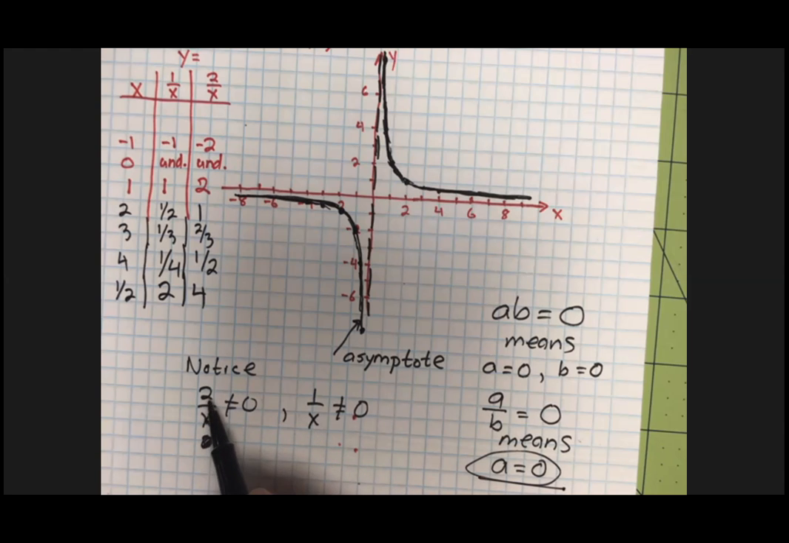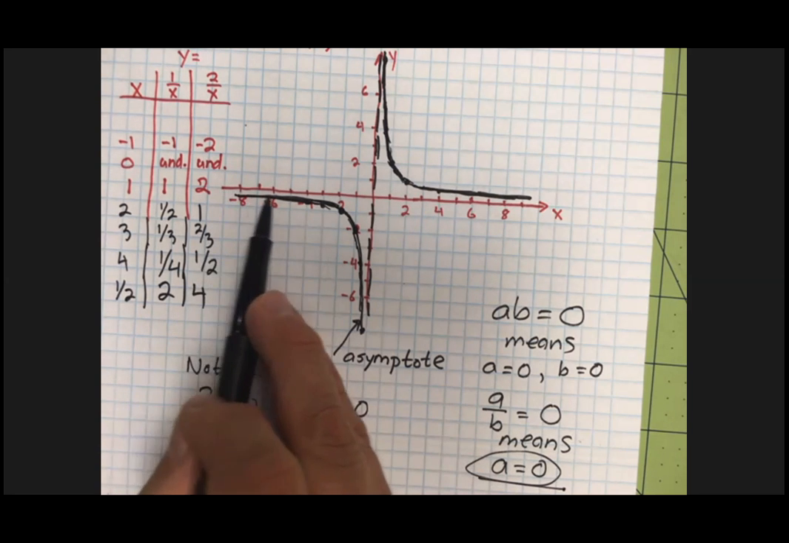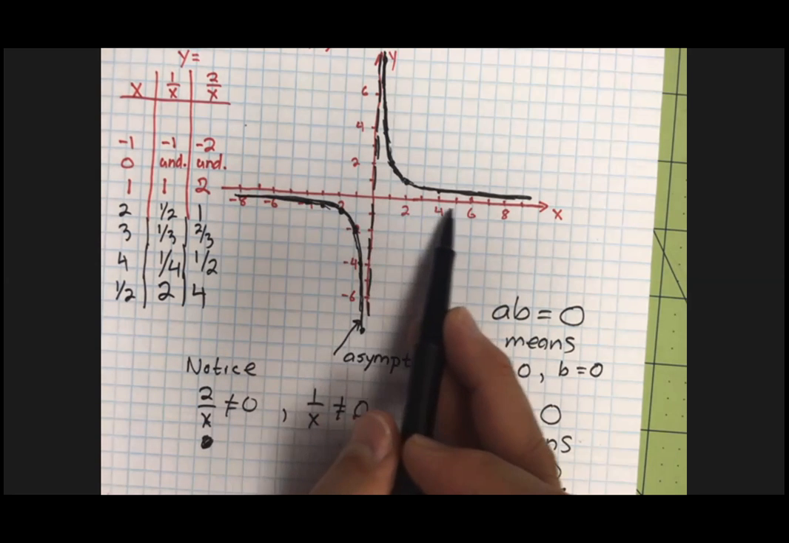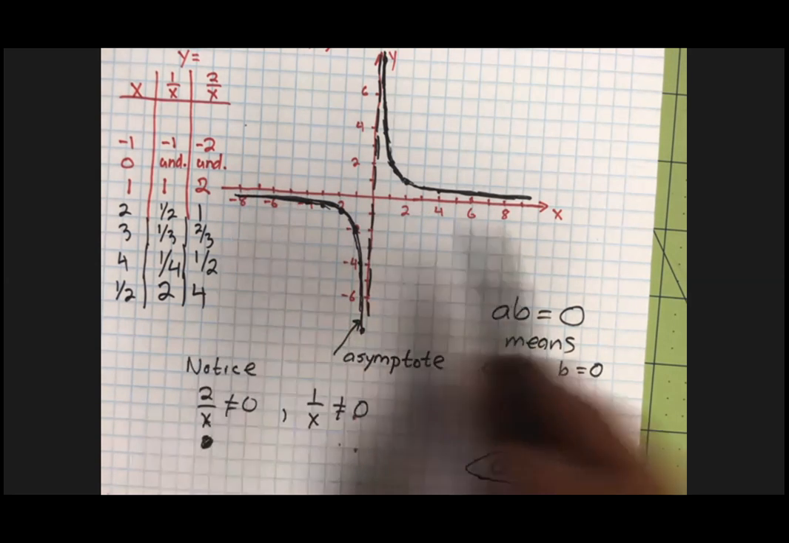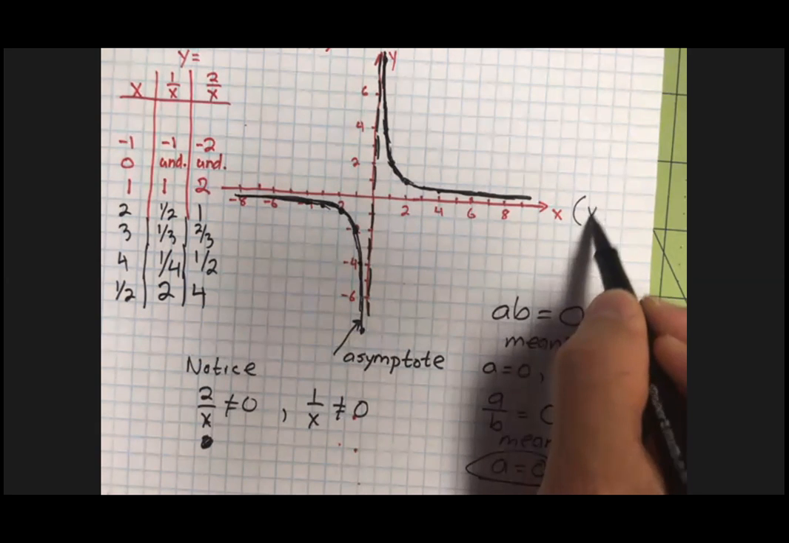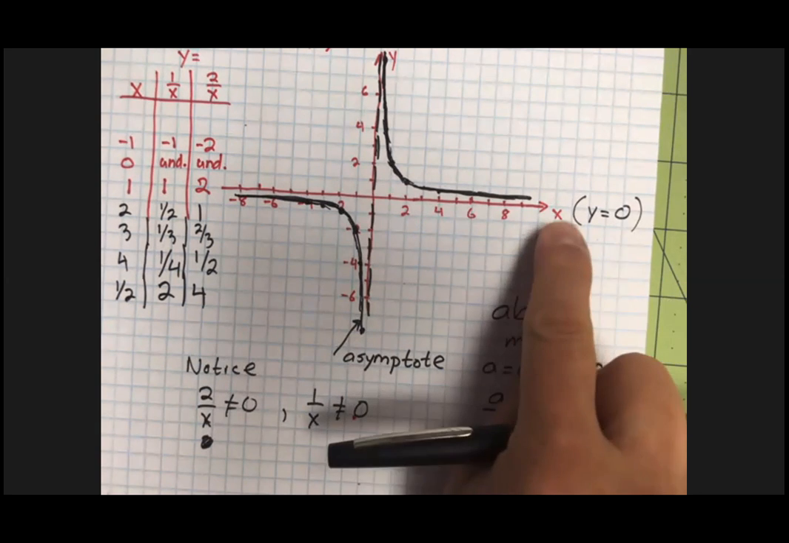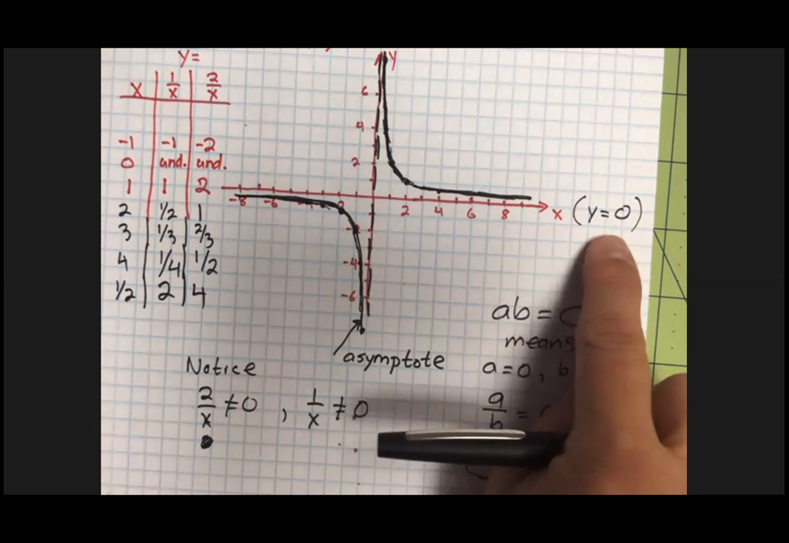So could the fraction 2 over x ever equal 0? Could the fraction 1 over x ever equal 0? The answer is no, it's impossible. And that's why you never see a black dot on this line, y equals 0. Think about the x-axis as the place with no height, the place where y is 0.